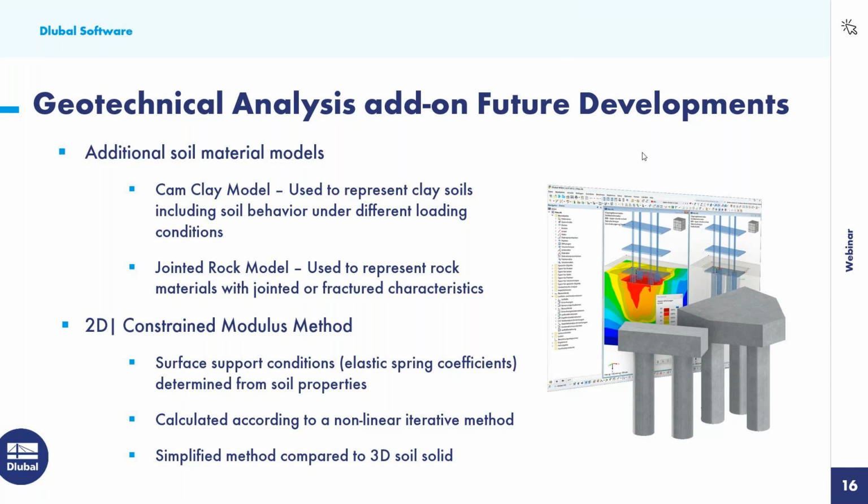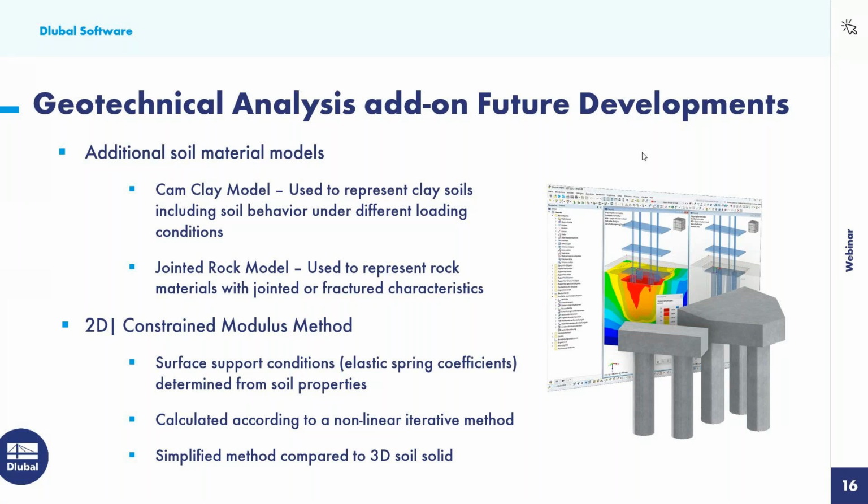The other really cool thing that we're working on is the 2D constrained modulus method. So what we want to do here is to automatically determine the surface support condition. So we're talking about the elastic spring coefficients directly from the soil properties that you input into the program. What I mean by this is we'll calculate this according to a nonlinear iterative method.